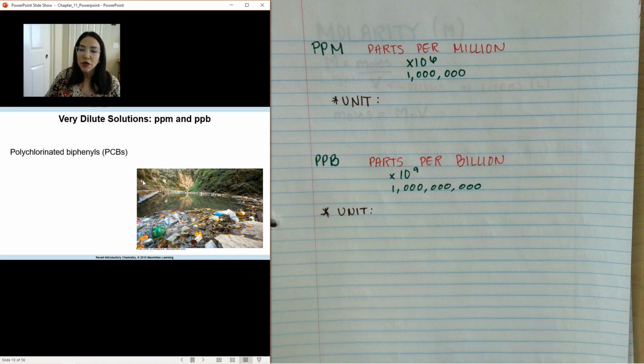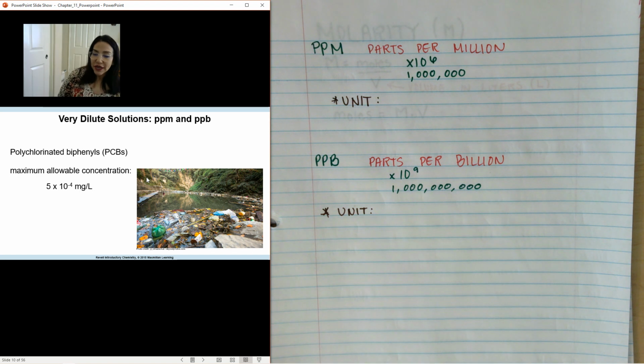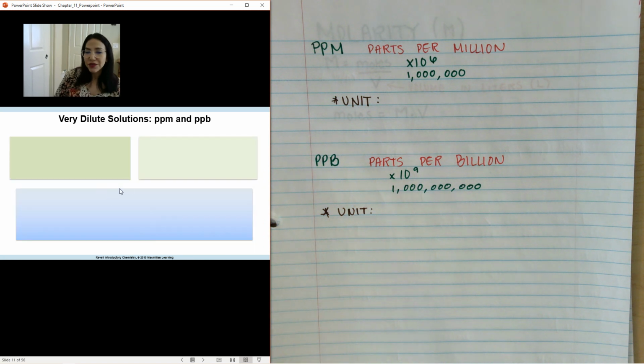So this is PCBs, polychlorinated biphenyls. And the maximum allowed concentration, they say, is 5 times 10 to the negative 4 milligrams per liter. So that's the number of milligrams per liter. So the water that we actually drink isn't that pure because it has some sort of allowable quantities in it. All right, so parts per million is ppm, and parts per billion is ppb.